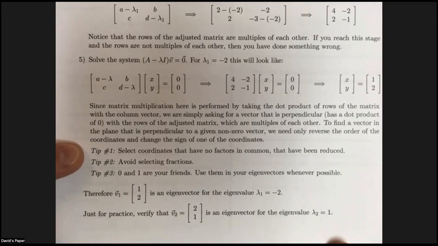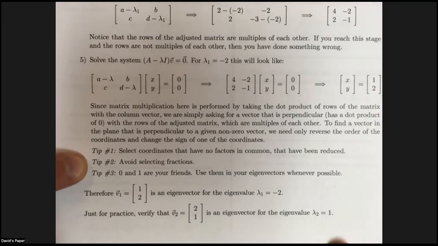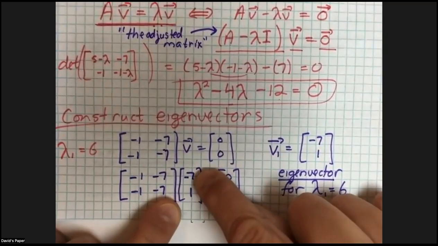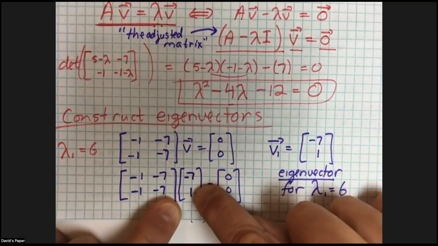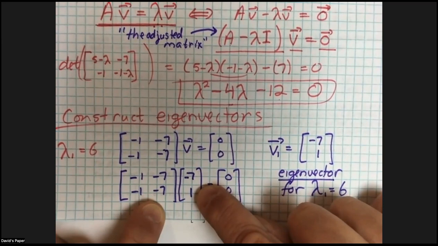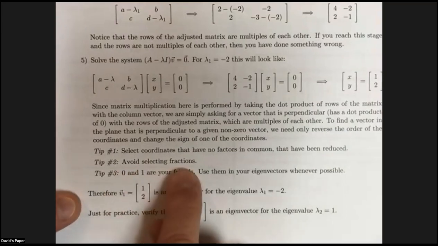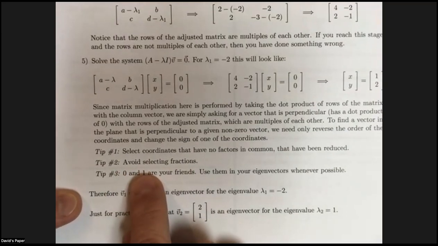First, select factors that don't have coordinates in common. Yes, I could have used 7 and 7, but why should I use numbers that are larger than I need? Also, avoid selecting fractions. In the first one, I could have chosen 1 and 1 seventh as my eigenvector. Right here, I could have chosen minus 1 and positive 1 seventh. Check it out, it would work. But why should I complicate my work? Why should I use fractions if I don't need them? Avoid selecting fractions. Sometimes you cannot avoid it, but when you can.